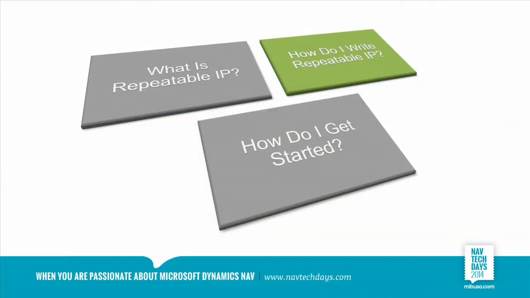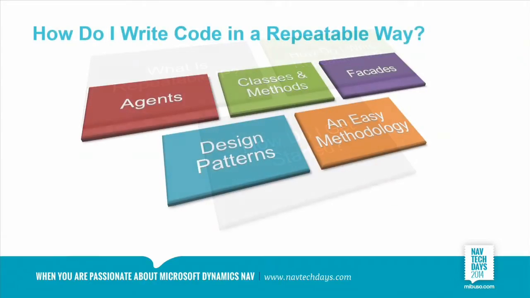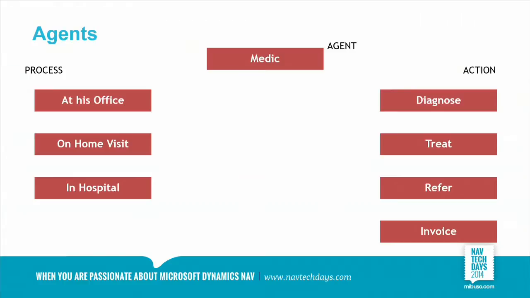So how do I write repeatable IP? First of all, an overview again. There are 5 areas that I would like to go into today. One is agents, then we come to classes and methods, then we come to a special design pattern called facade, then we come to a very brief slide on design patterns, and then I'll try to wrap up what you can do when you go home after this conference. Now, agents, that's probably something that you haven't really thought about a lot, at least maybe not all of you.